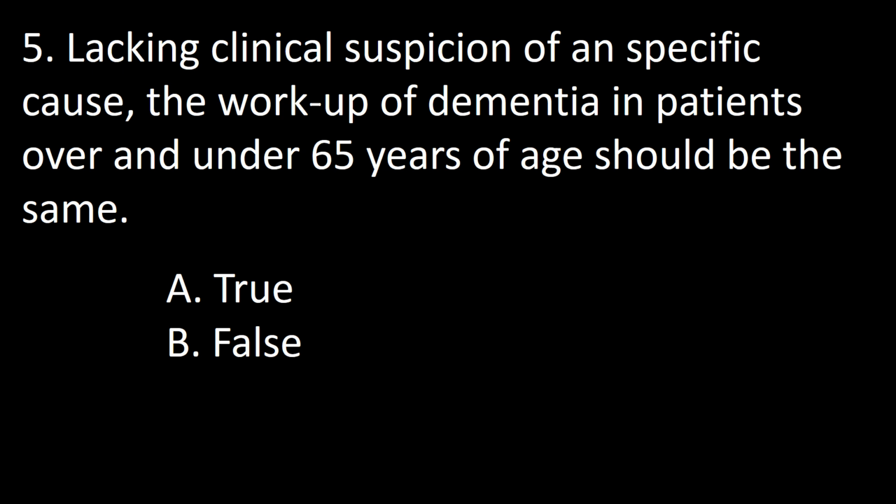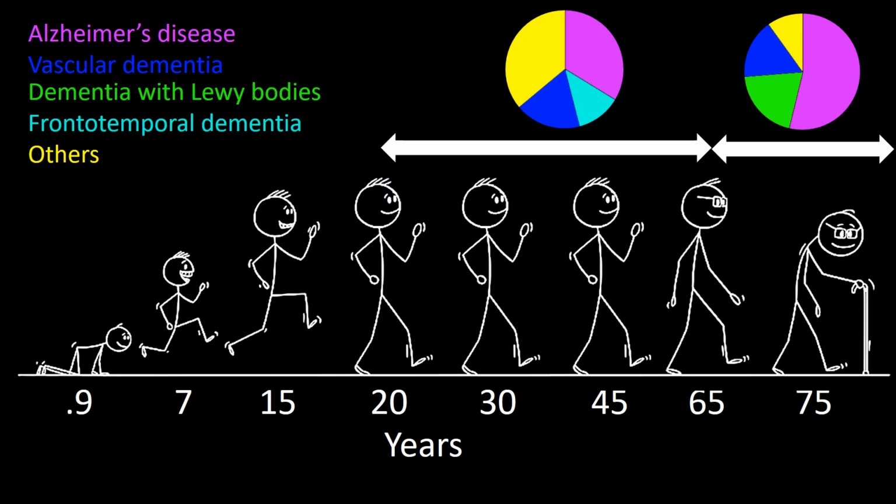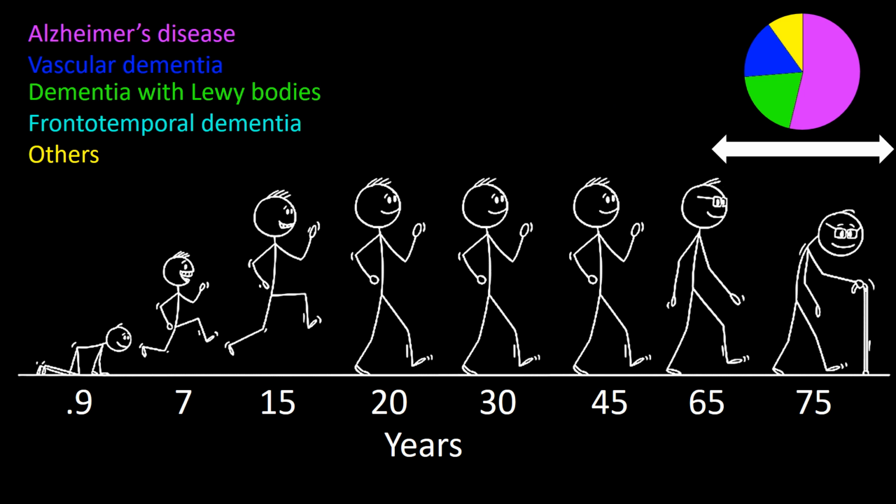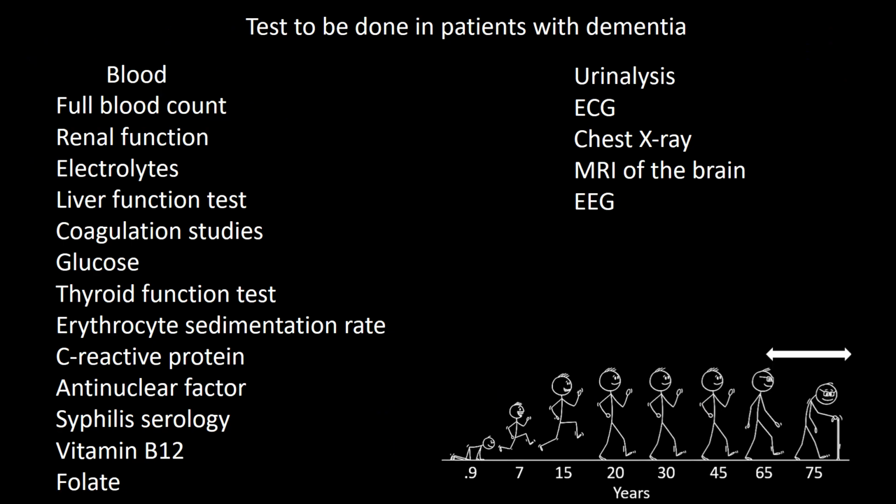Next question. Lacking clinical suspicion of a specific cause, the workup of dementia in a patient over and under 65 years of age should be the same. A true, B false. Based on the prevalence of the different types of dementia at different ages, the diagnostic workup of patients older than 65 should include all the following tests listed here. Stop the show and read them. Learn them, keep them handy when you go to the wards.